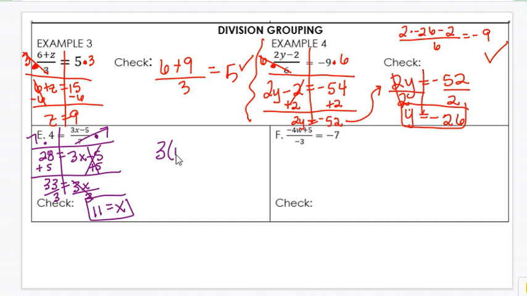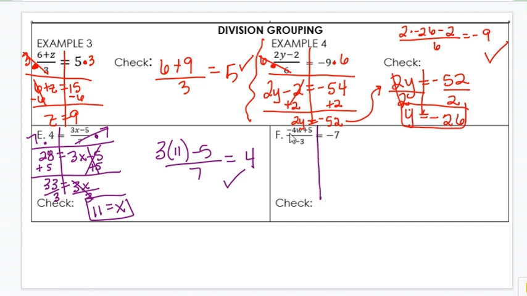So let's check it. I want to see if 3 times 11 minus 5 divided by 7 gives me 4. And I'm just rewriting the original problem. So 3 times 11 is 33. 33 minus 5 is 28, and 28 divided by 7 is 4, so it checks out. If you're typing this in your calculator, type 3 times 11 minus 5, hit the enter key, you'll get 28, then divide that by 7 and get 4. Otherwise, you've got to use the fraction bar and type this in the top and this in the bottom.